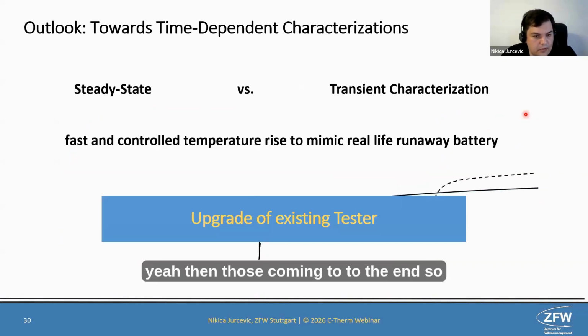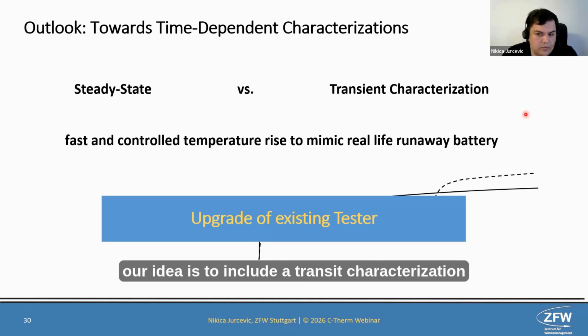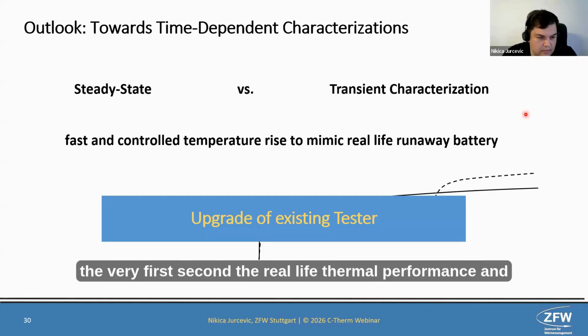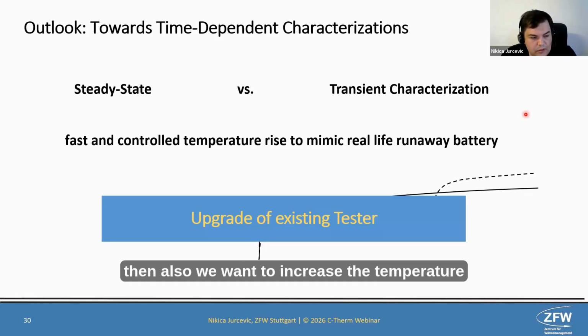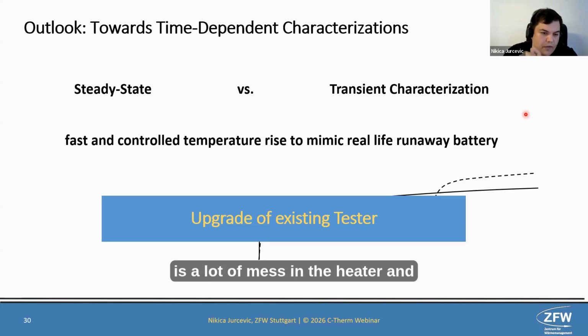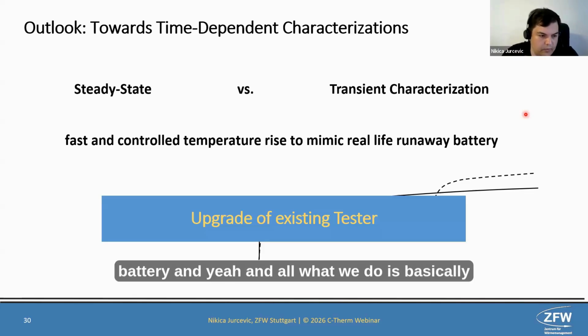Okay, then coming to the end. So, what is the outlook? What are we working on now? So we are currently having the steady state method, and our idea is to include a transient characterization of this material. So basically to determine the thermal conductivity from the very first second, the real life thermal performance. And then also we want to increase the temperature control of the material. Currently, it's a little bit slow because there is a lot of mass in the heater. And we're working on it to mimic the real life runaway battery.